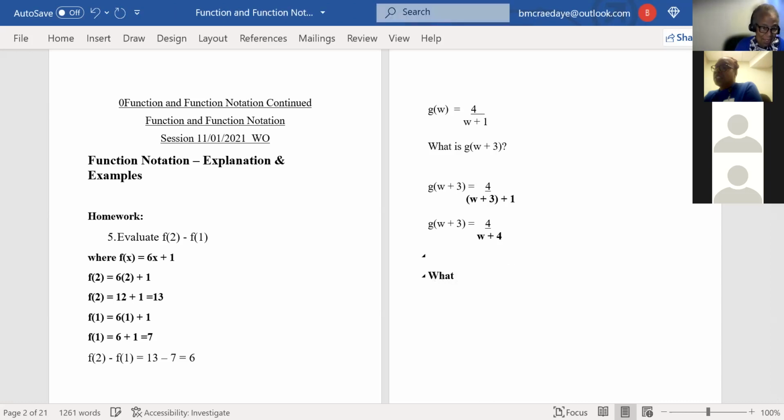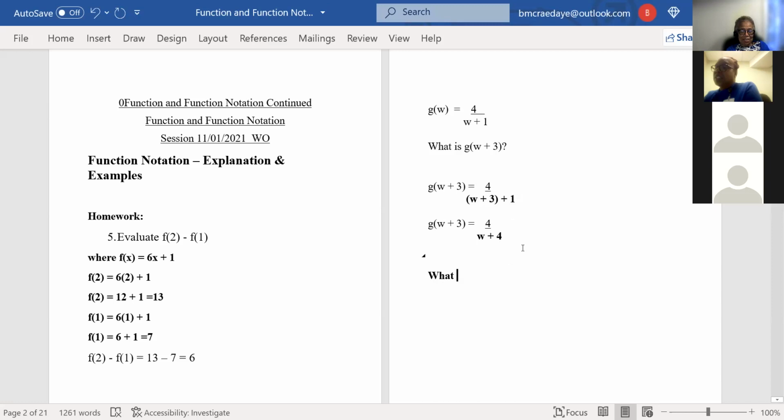But I don't understand how you get the W plus 4. What's 3 plus 1? Oh. See, I can combine those constants, right? My denominator has W plus 3 plus 1. So I can combine the constants 3 and 1 and I get 4. Got it?